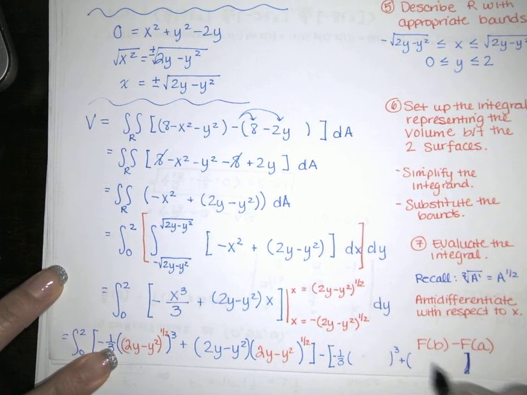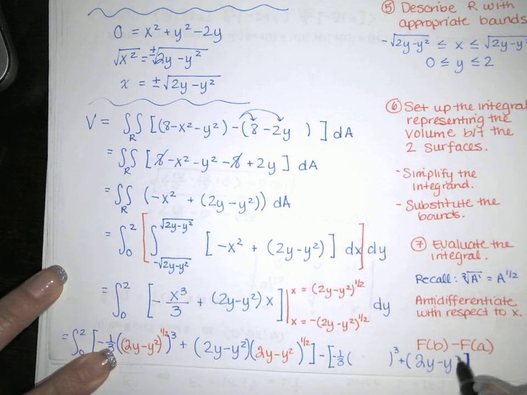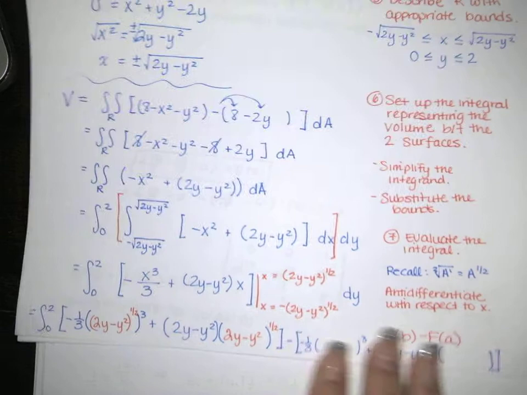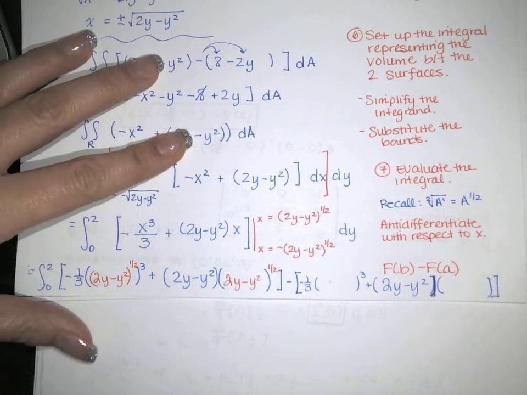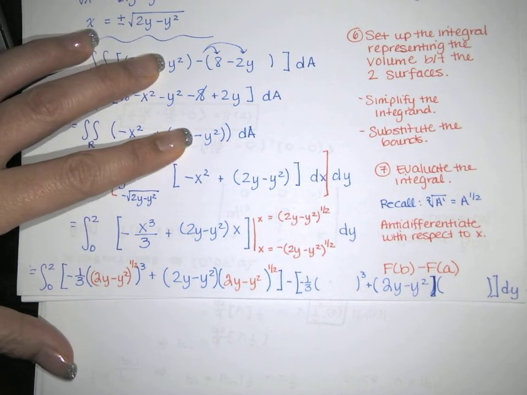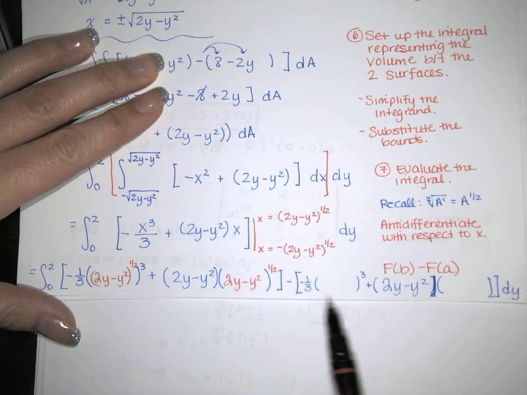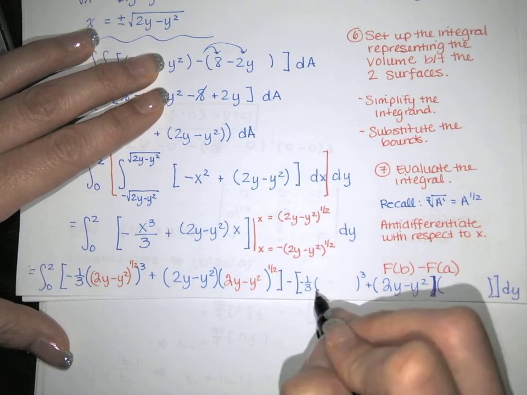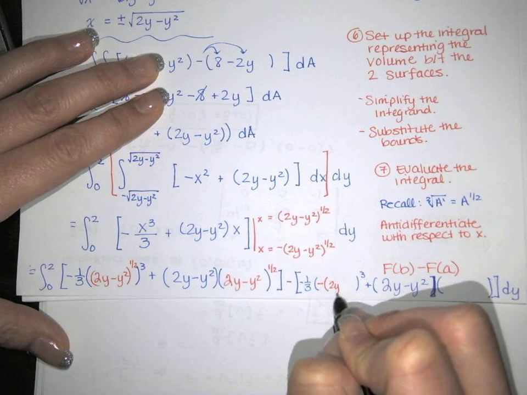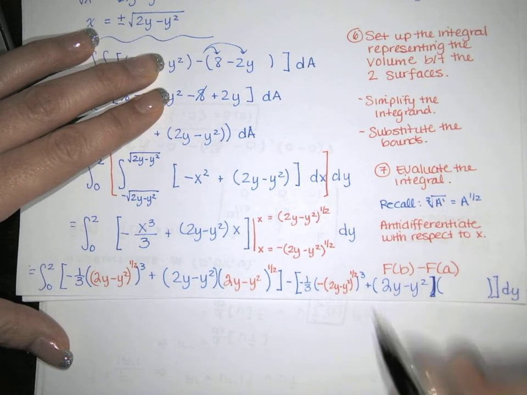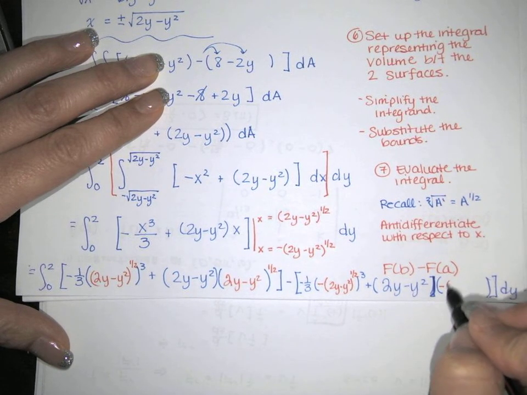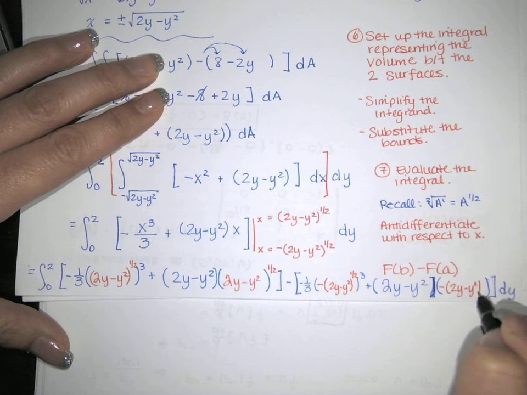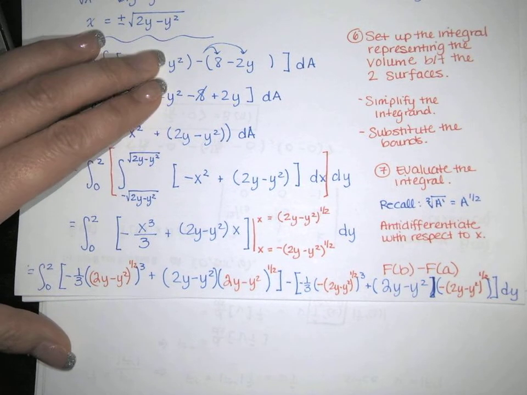Maybe I'll do that. This is 2y minus y squared, and then we'll put in our x over here. Can't even see it, it's off the camera. There's a dy over here. Now you're replacing x with this, and that has a negative out front. So I've got a negative (2y minus y squared) to the 1/2 right there. And this is a negative quantity of (2y minus y squared) to the 1/2 right there.